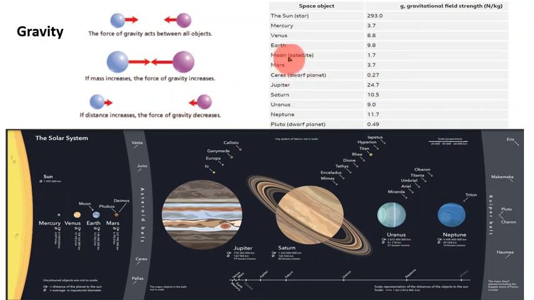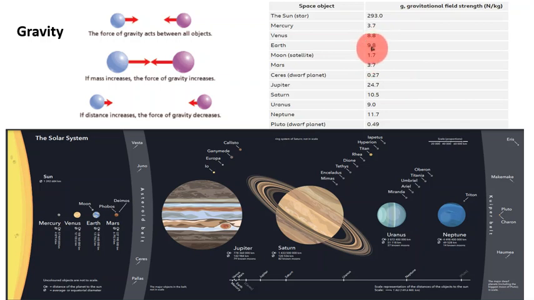If we were to go to the moon, we have the moon here, and we can see that the moon is much smaller in mass than the Earth and Mars. The force of gravity on the moon is 1.7, so it's much smaller than on either of the planets. Again, if you were to weigh yourself on the moon, you would weigh less than your weight on Earth.